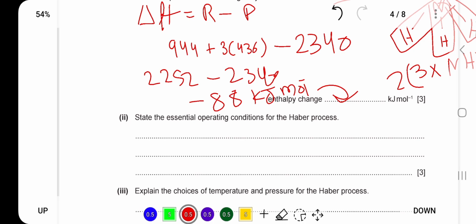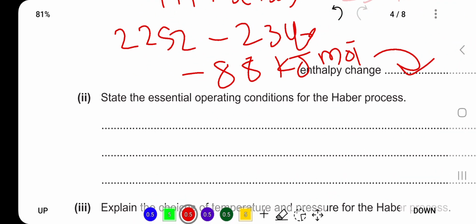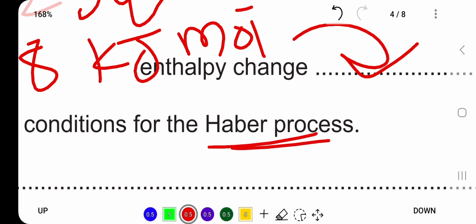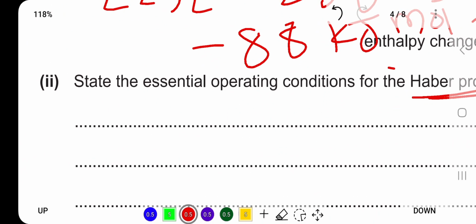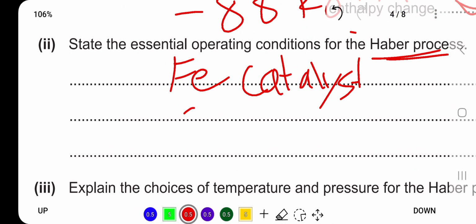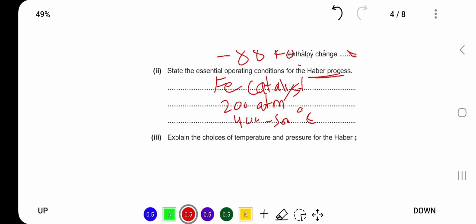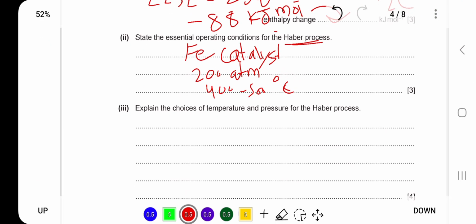Now state the essential operating conditions for the Haber process. I remember the Haber process coming in the A-level, but I really don't know, so again, you learn it. I remember it from the IGs. Always the iron catalyst, 200 atm pressure, 400 to 500 centigrade. Great.